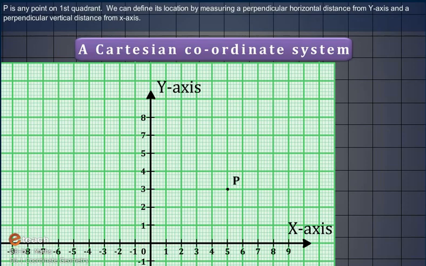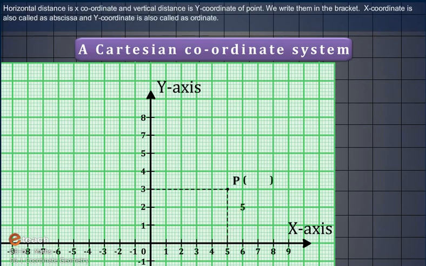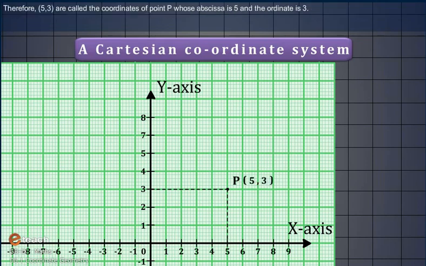We can define its location by measuring a perpendicular horizontal distance from the y-axis and a perpendicular vertical distance from the x-axis. Horizontal distance is the x-coordinate and vertical distance is the y-coordinate of the point. We write them in brackets. The x-coordinate is also called abscissa and the y-coordinate is also called ordinate. Therefore, (5, 3) are called the coordinates of point P whose abscissa is 5 and ordinate is 3.